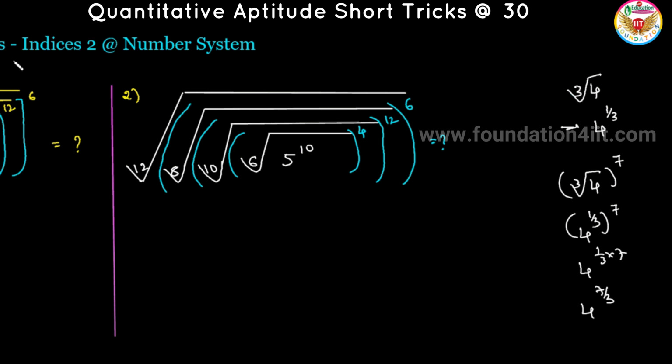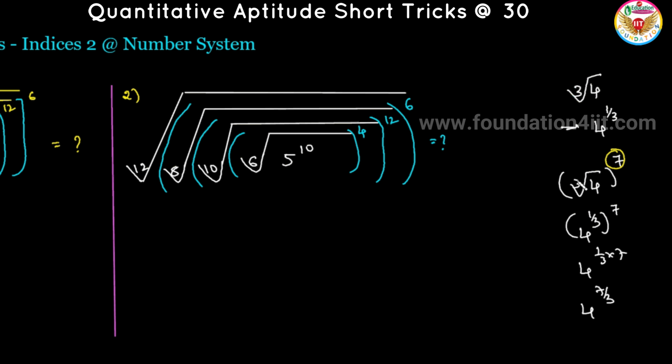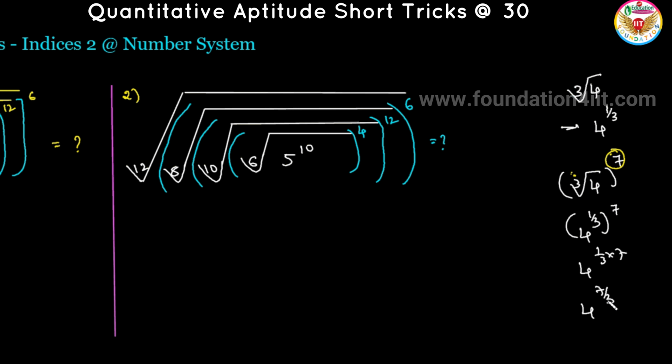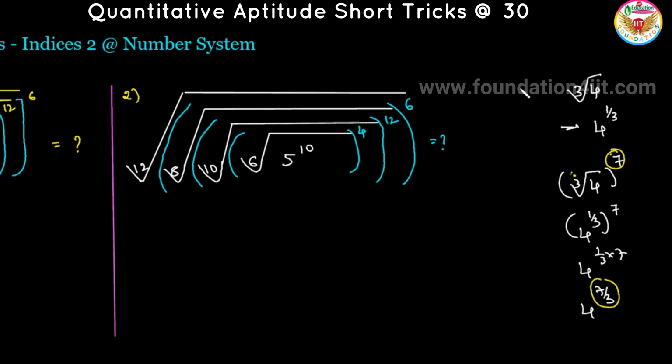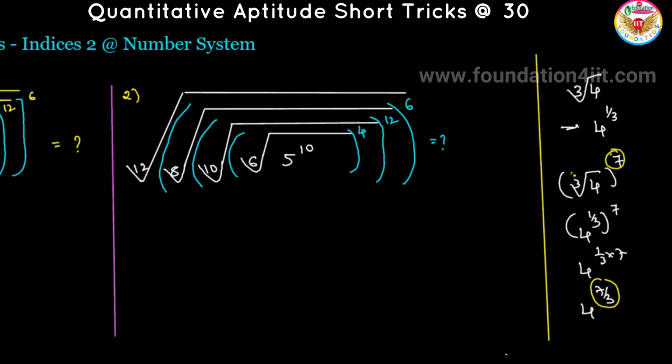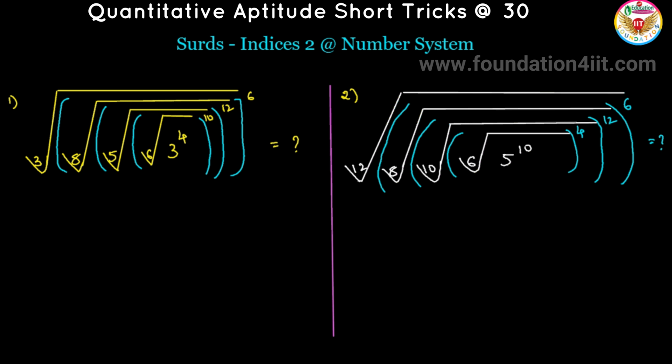You can notice one thing. This is the 7 and this is the cube root. So 7 is in the numerator, 3 is in the denominator in this fraction. The same pattern and same logic you apply here to find out these types of questions.